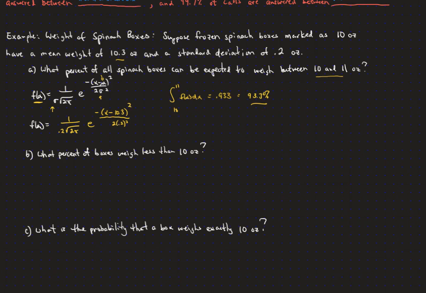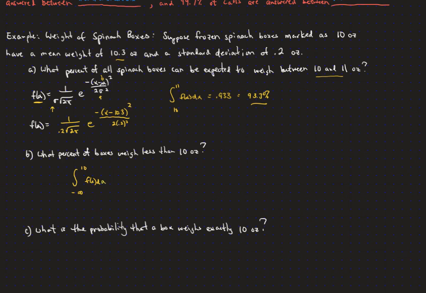Okay? Now, the next one is kind of interesting. It's what percent of boxes weigh less than 10 ounces. So remember, the domain of a probability distribution function is from negative infinity to positive infinity. It's all real numbers. So what we really want, but we're not going to be able to do because we're using our calculator, is we want to integrate from negative infinity to 10 of this probability distribution function that we've hopefully put in as y1.